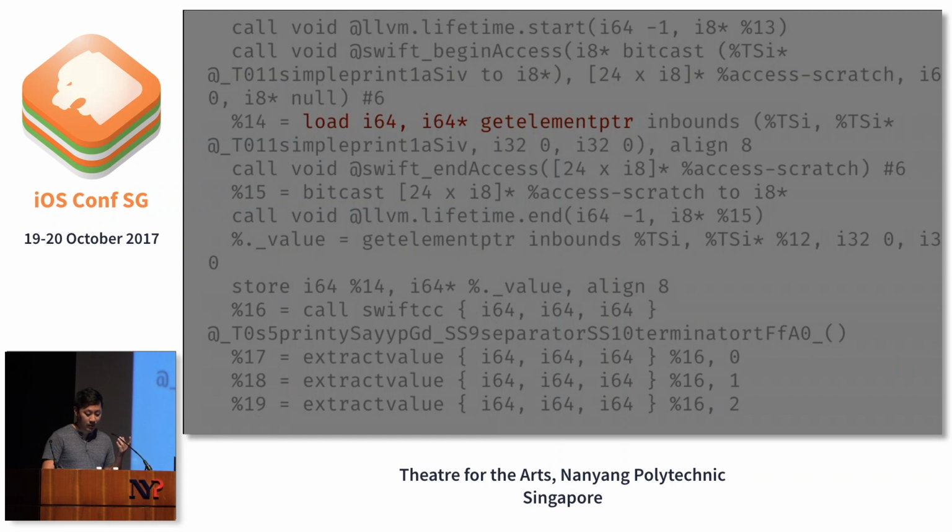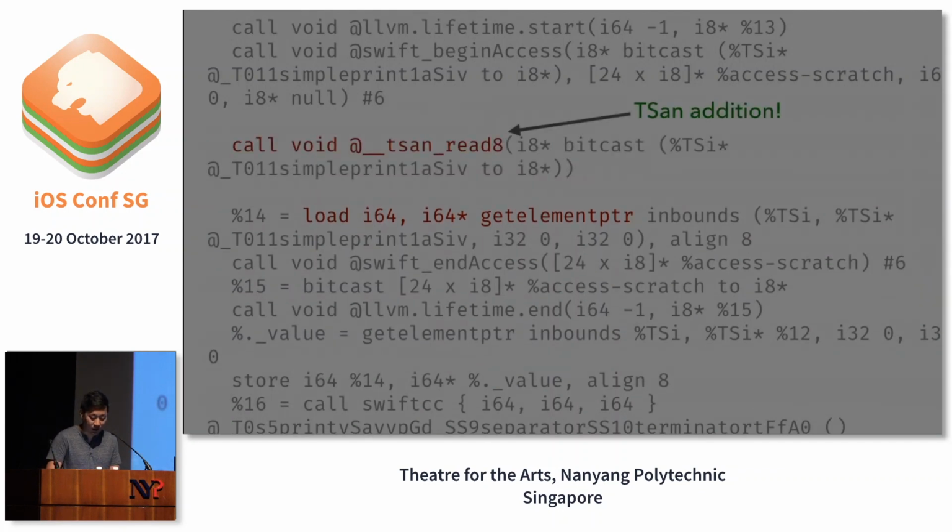And so here, it's going to grab the pointer to the integer. It's going to read it, convert it to a string. And just as before, if we switch to the thread sanitizer version, there's going to be an additional call here, this time to TSan read 8, to say I had to read 8 bytes at this particular location. So that's the compile time addition. Every memory access is going to be preceded by these kinds of things.